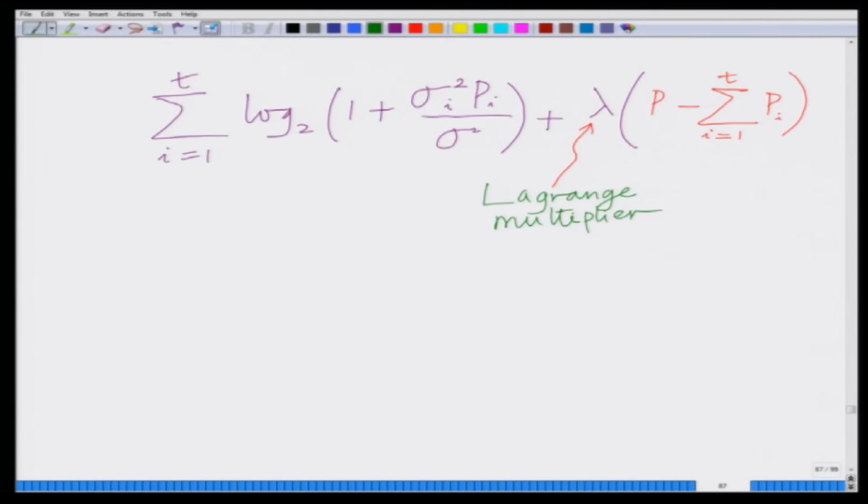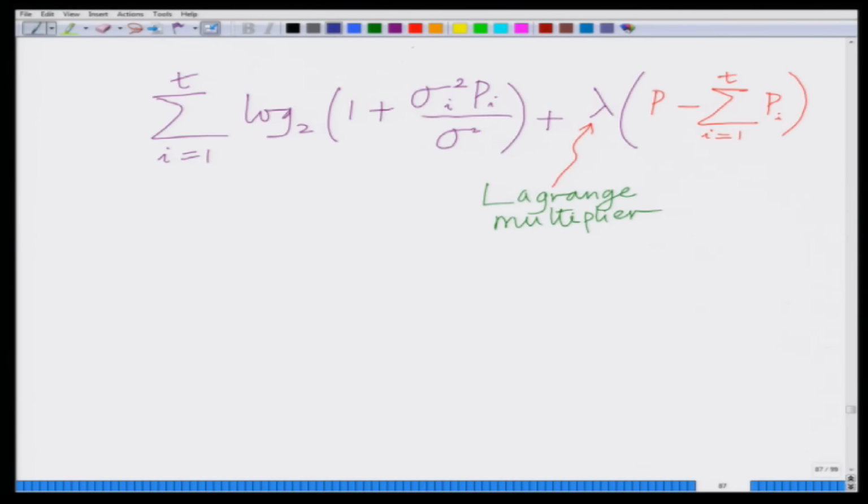So, we are forming the Lagrangian for this convex optimization problem, which is basically the original objective function plus lambda times the constraint, which is the total power constraint. Now, we are going to differentiate this objective function with respect to each of the powers, because the optimization variables are the powers, that is P1, P2 up to Pt. We are going to differentiate this with respect to each power, in particular with respect to the power Pi, and set it equal to 0. So, we differentiate this with respect to the power, dou by dou Pi.